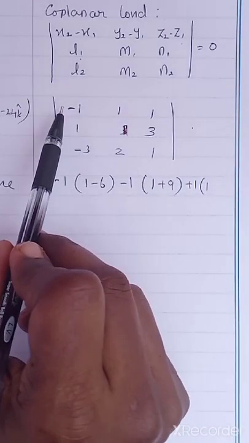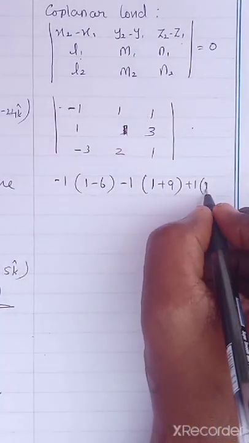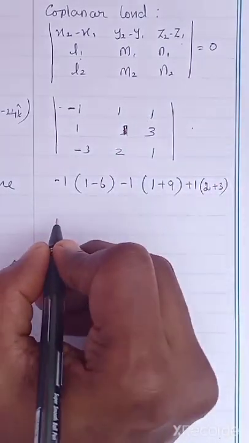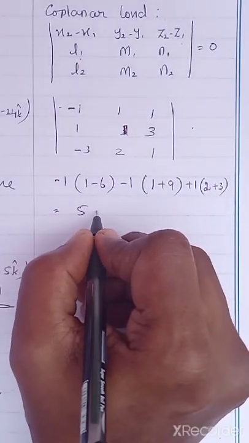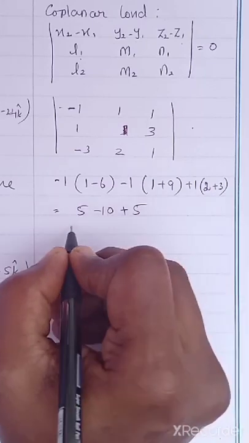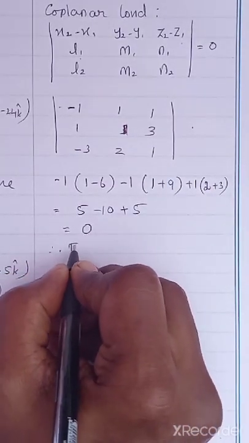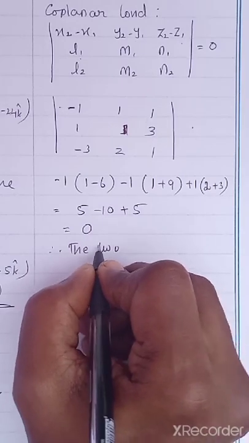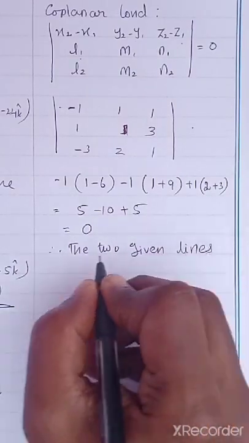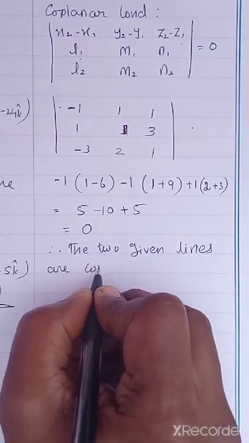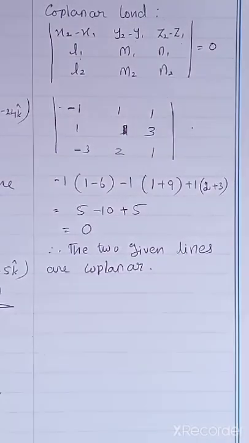Okay, so this will go off. So 2 plus 3, this is your plus 5, minus 10, plus 5. The answer is what? 0. So we can conclude the two given lines are coplanar. Is that clear? Okay, so we found out the coplanar condition.